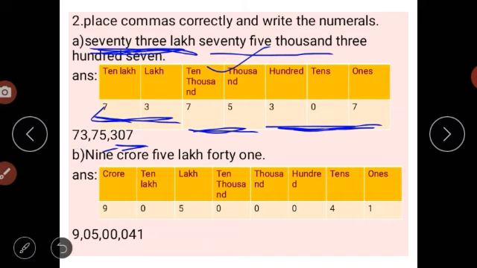Next, see the next question here. What is the next question? 9 crore 5 lakh 41. So here lakhs and crores are there. It also belongs to the Indian place value system. This question belongs to the Indian system of numeration.